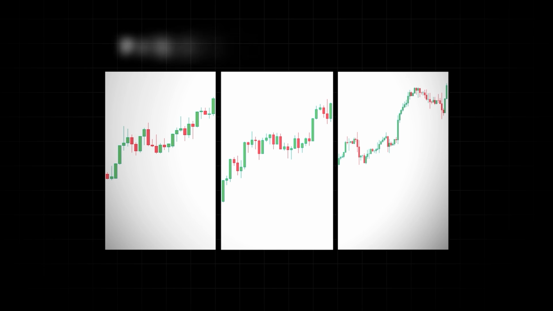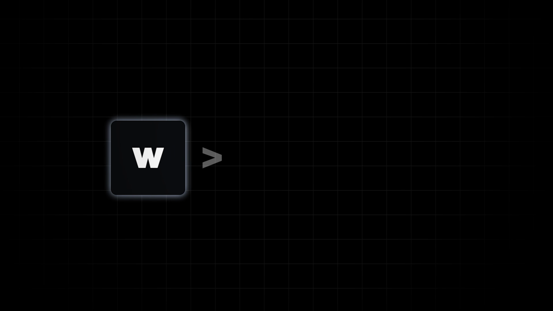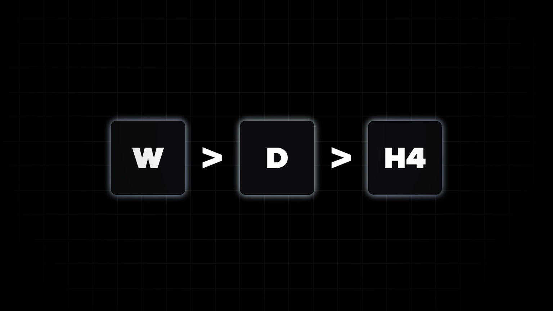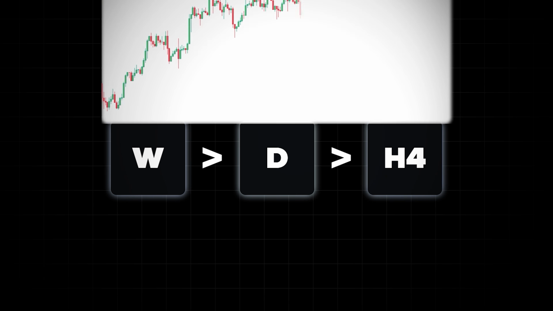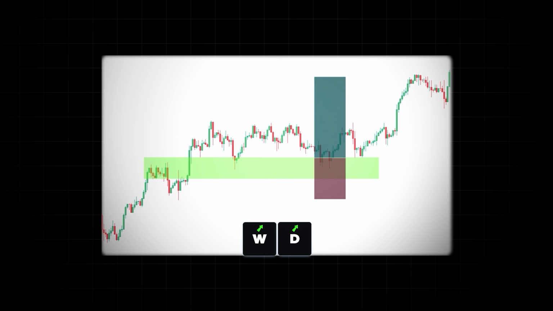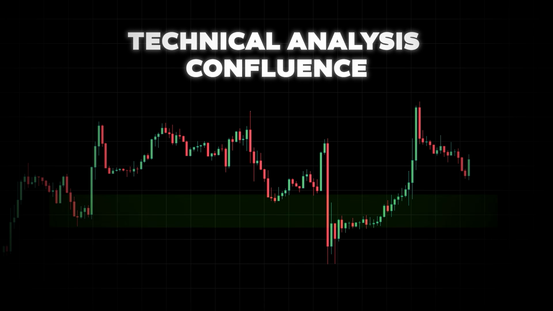The first one is called time frame confluence. This is when you have multiple time frames lined up in the direction of your trade. The higher the time frame, the stronger the price action signals. Weekly charts can carry more significance than the daily, which in turn has more significance than, say, the 4-hour chart. When price action aligns across multiple time frames, the likelihood of it moving in that direction increases significantly compared to just one time frame.